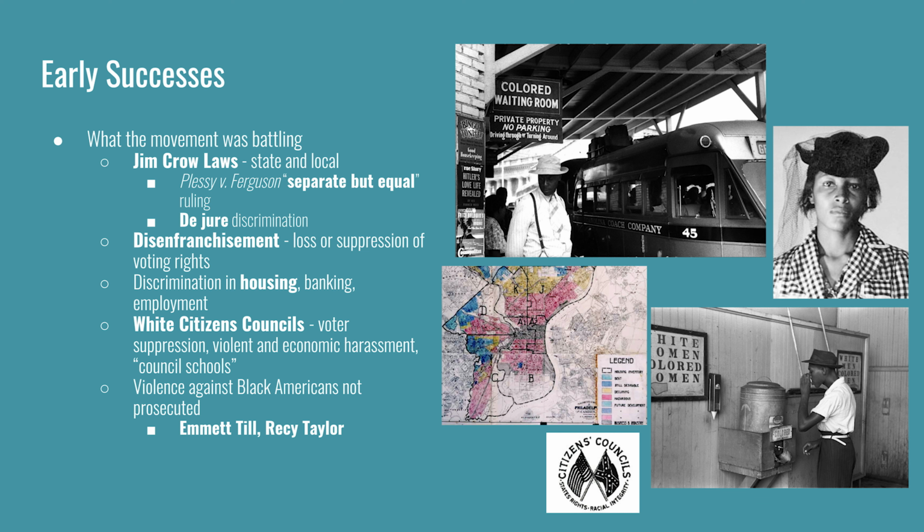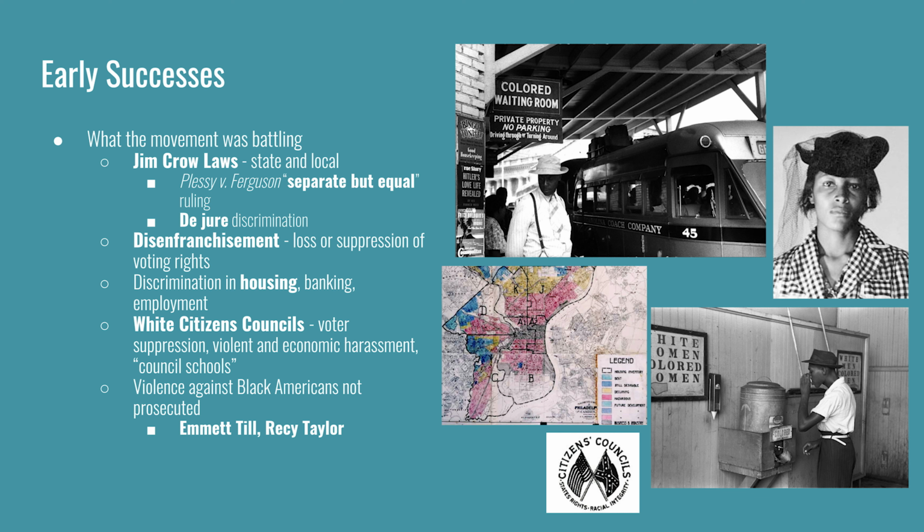Jim Crow laws created separate facilities for African Americans and whites. These were instituted by state and local laws. Because they were instituted and implemented by either city or state governments, this is referred to as de jure discrimination. It's a Latin phrase that means according to the law.